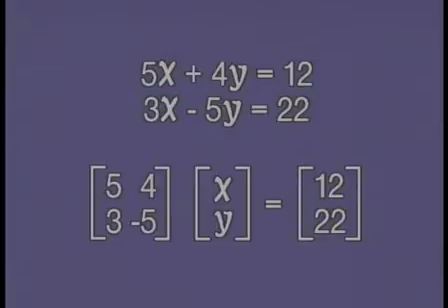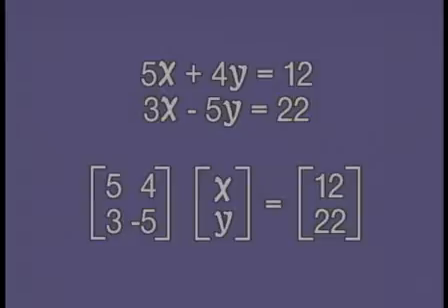We have the equations 5x plus 4y equals 12 and 3x minus 5y equals 22. Now, if you have a photographic memory, you should remember that you've seen this before. This was a system of equations we solved in Lesson 11 using the elimination method. We are now going to use the inverse method.